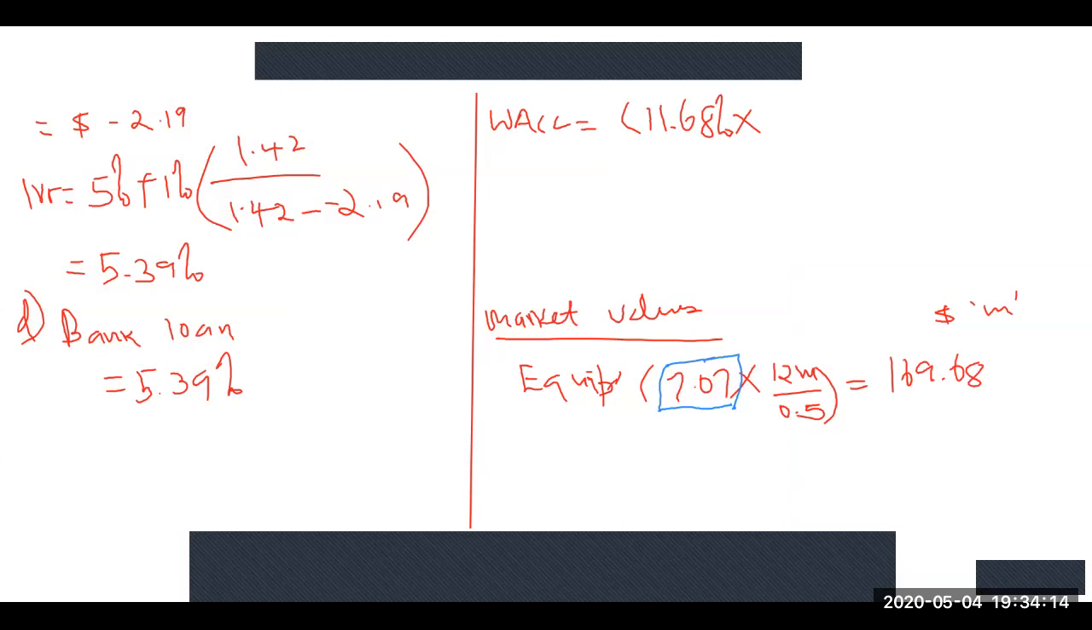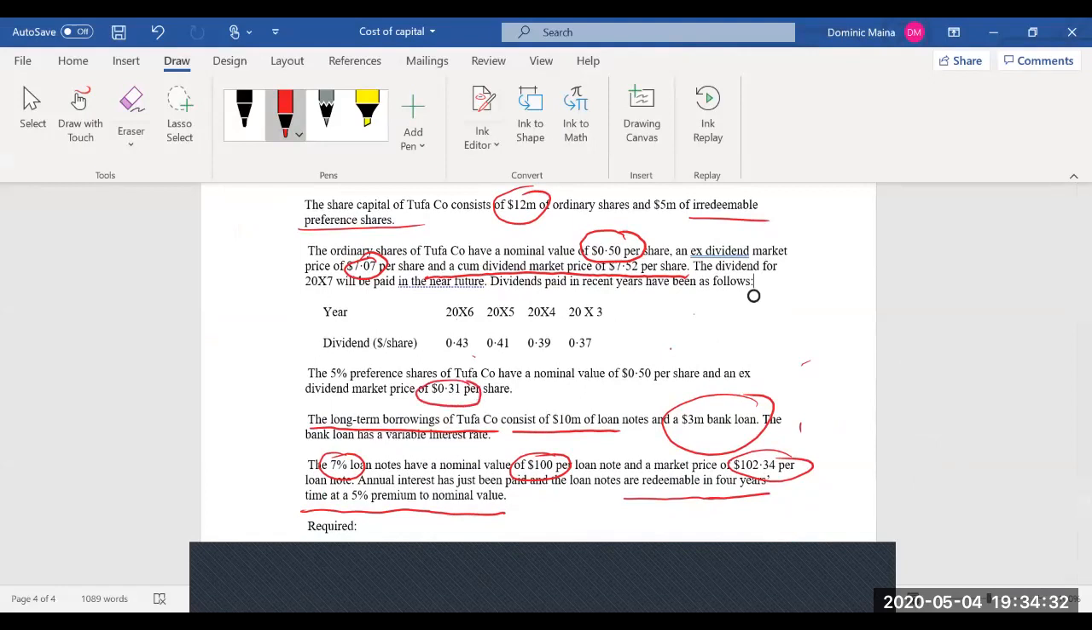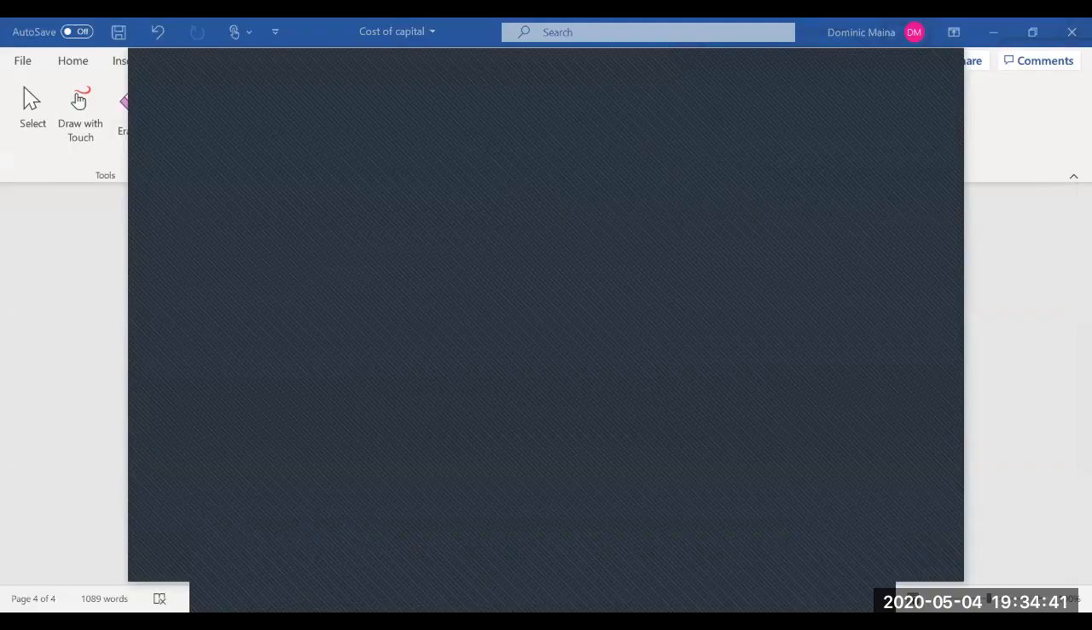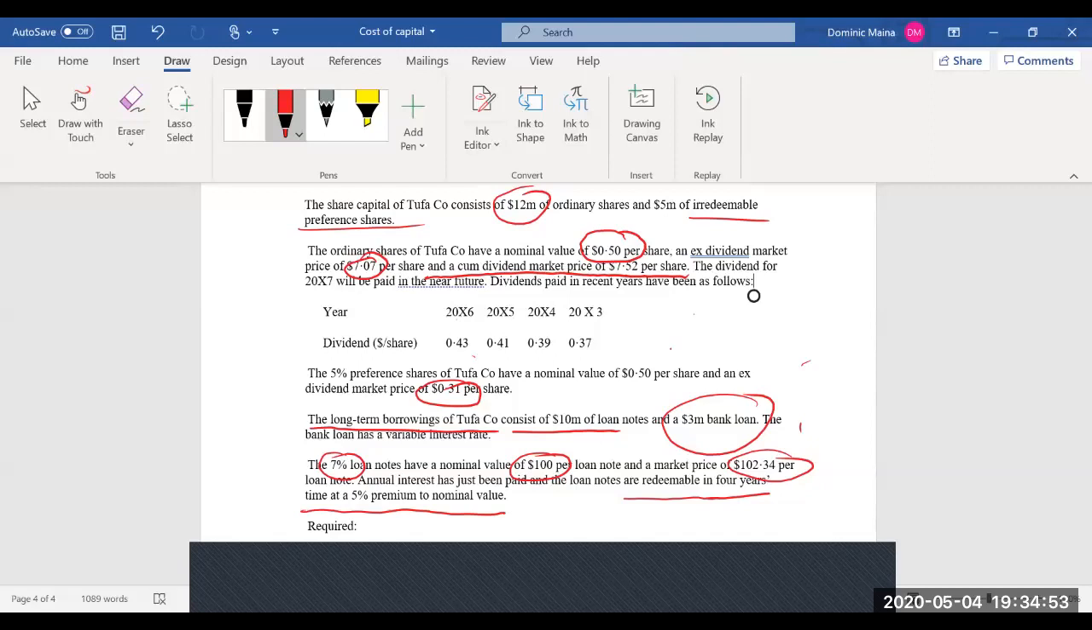Next is we get the market value of preference shares. Okay, so market value of preference shares, which will be equal to the market value per preference share. Going back to the question, the market value per preference share we're told is equal to 0.31. We multiply by the number of issued preference shares. As per the question, the preference share has a nominal value of 0.5.